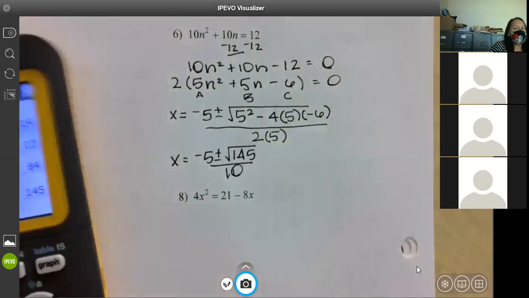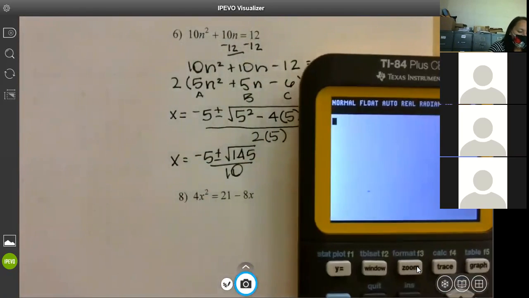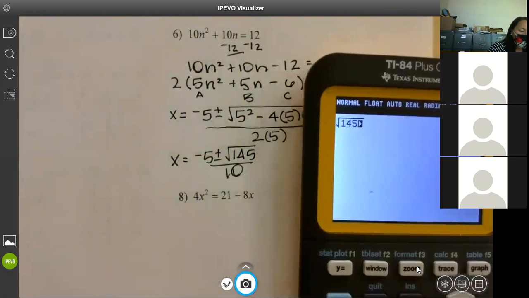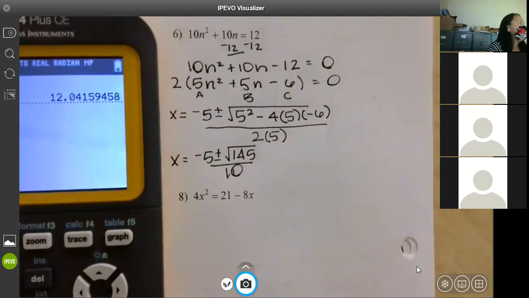Two times 5 is 10. I'm going to try the square root of 145, but what happens? It's a bunch of decimals. Yeah. Isn't you supposed to keep it? No, we don't keep it unless we can't simplify it. So you're not completely wrong, but we're not completely right either.